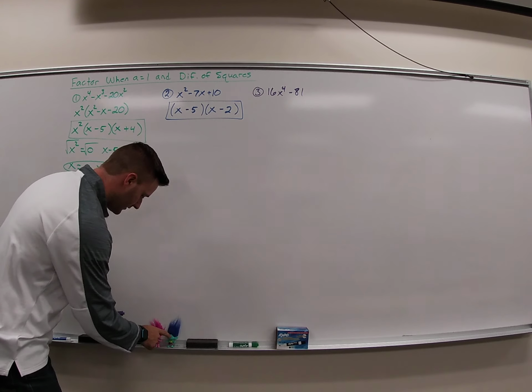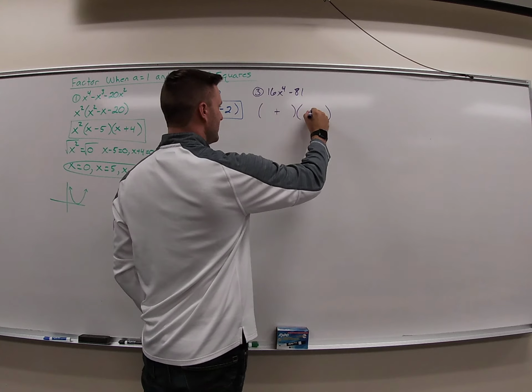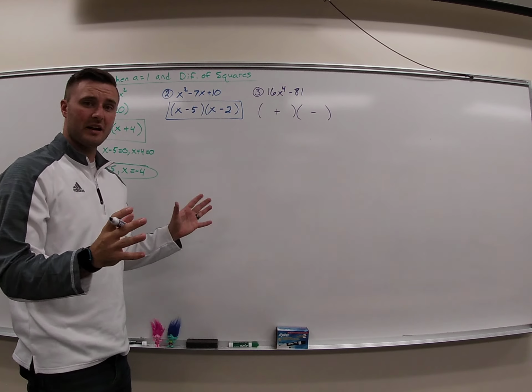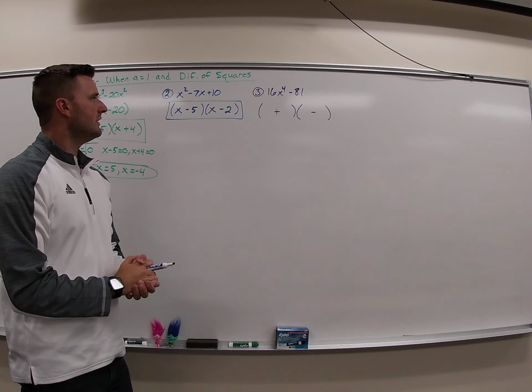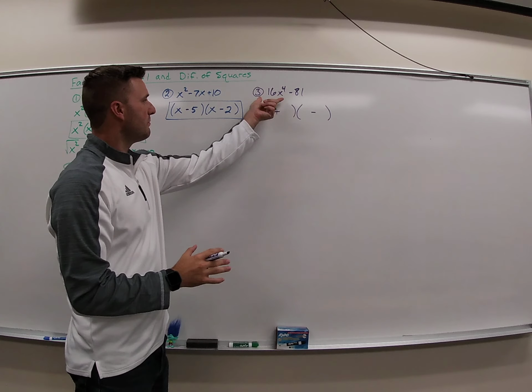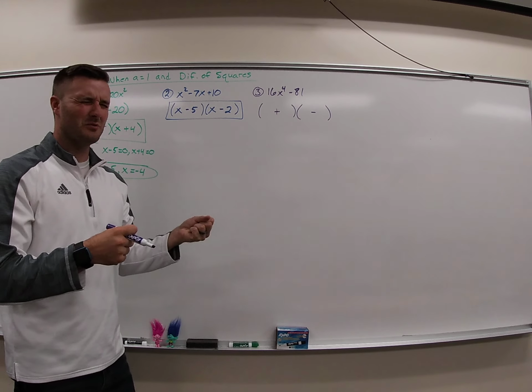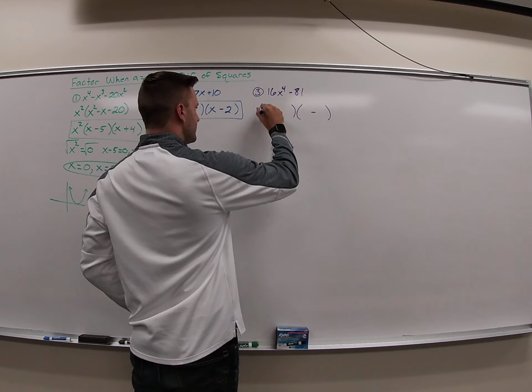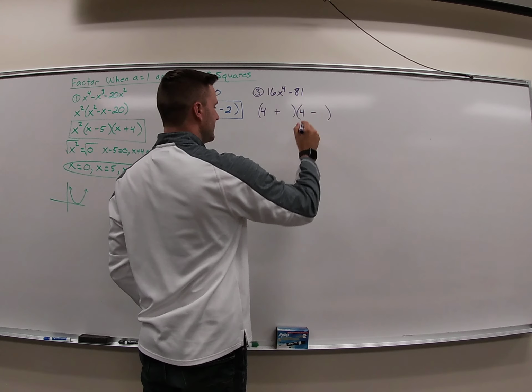Anyway, so difference of two squares. Still, set up your two sets of parentheses. And you know, one of these is going to be plus and one's going to be minus. Doesn't really matter which. So from here, I am going to take the perfect square. So what times what gives me 16? Oh, 4. Okay, so 4 times 4 gives me 16.